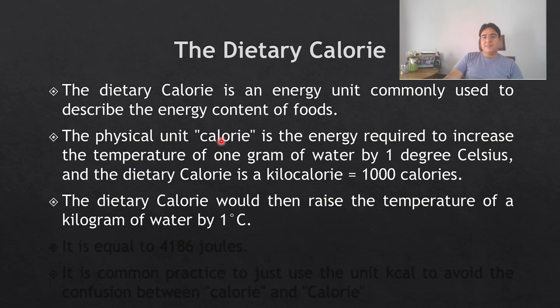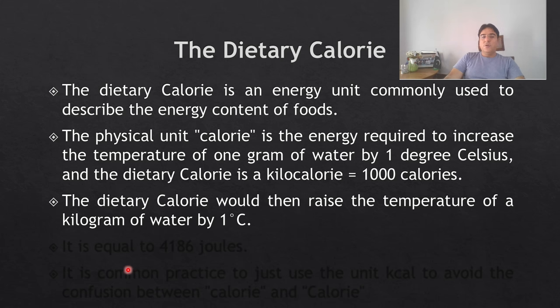Small c calorie is the energy needed to raise 1 gram of water by 1 degree Celsius. Capital calorie is for 1 kg of water by 1 degree Celsius. So the small calorie is the physical unit, but it's not directly used when it comes to describing the energy content of food for human beings.